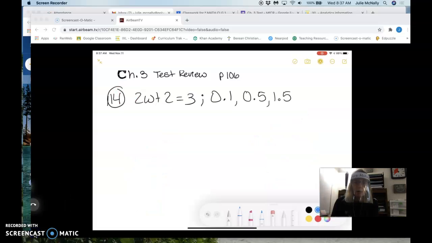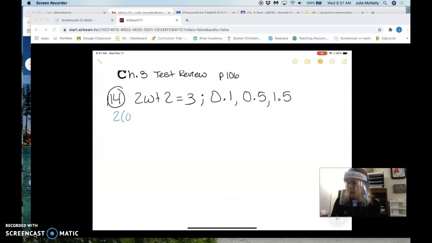So this is my last example for section 3-1, and it is an example with decimals. So we're doing the same thing. We're plugging in each decimal to see which one is the solution for this equation. So 2 times 0.1, you're going to want your calculator for this one, plus 2 equals 3. So what is 2 times 0.1? Anybody? Don't be shy. Yes. So 0.2 plus 2 equals 3.